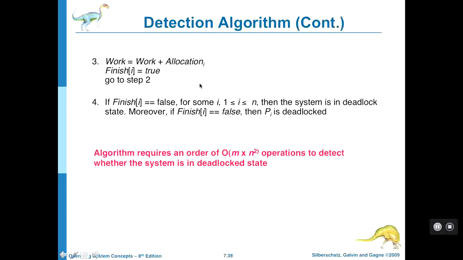3 is where we're going to add the work to the allocation, and 4, we will finish. And if any of the processes' finish entry is still false, then the system is deadlocked, and it also tells us which processes are actually deadlocked. This algorithm requires an order of m times n squared operations to detect whether the system is in a deadlock state.